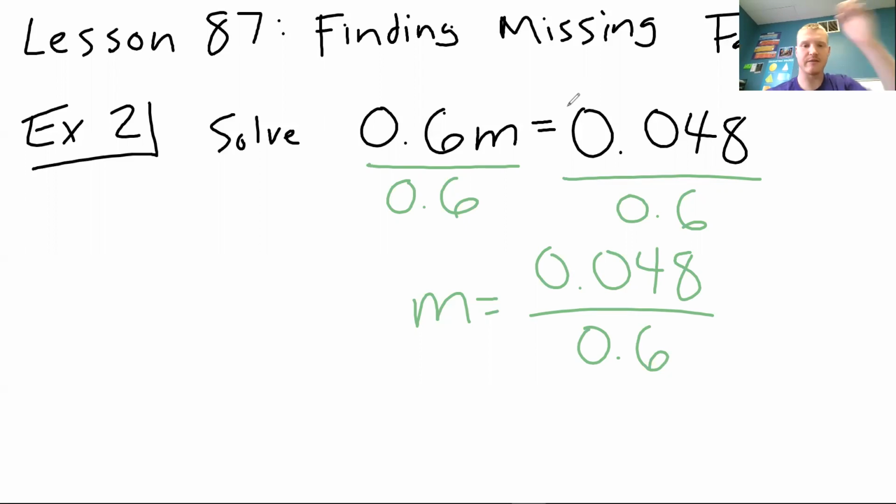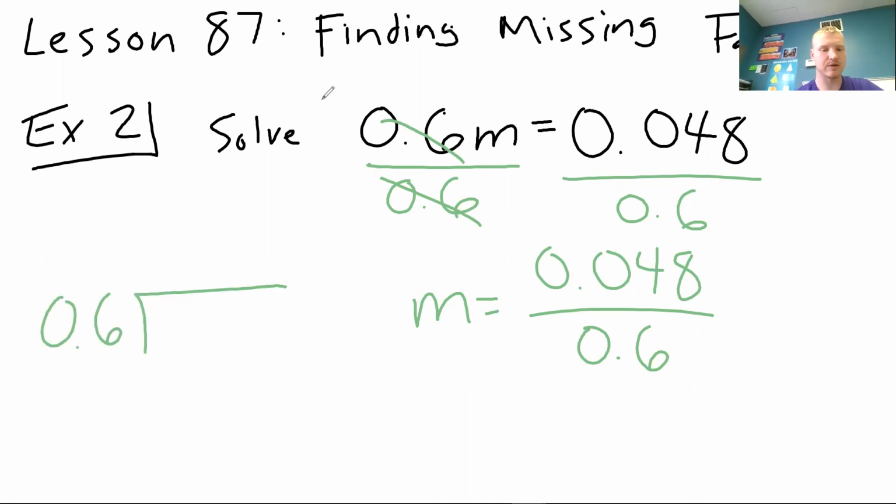So here on our left side of our equation, the 0.6 divided by 0.6m, those two 0.6s cancel each other out. 0.6 divided by 0.6 equals just 1. So those guys are now canceled, and we are left with just m. Now, we need to find our simplest form here with 0.048 divided by 0.6. So we're going to just do that here in our division problem.